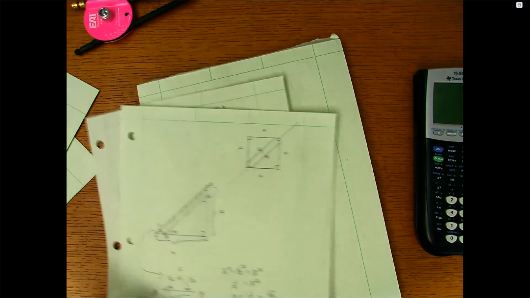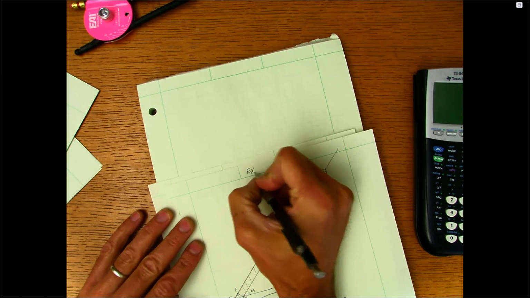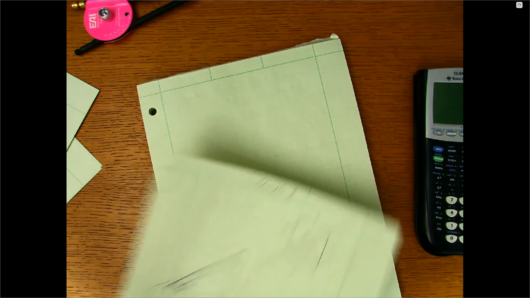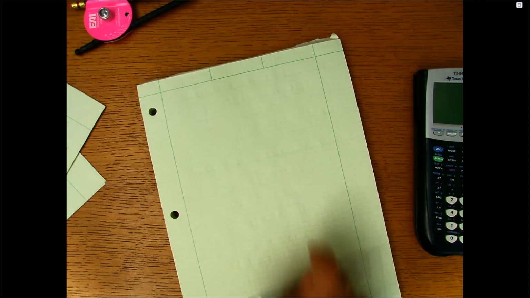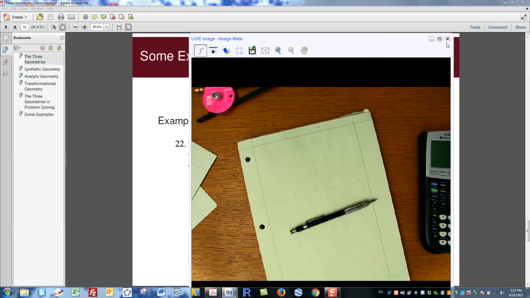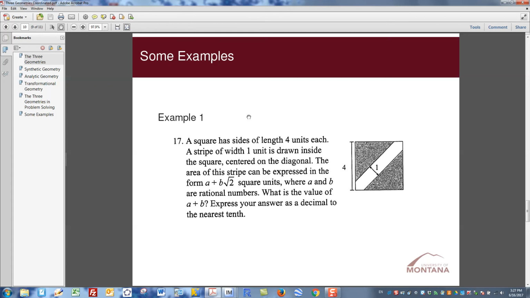Okay, let's move on and take a look. I'll call this example 1, and I'll make sure that that's copied into the notes. Let's go ahead and take a look at another example. Okay, so we did that one.